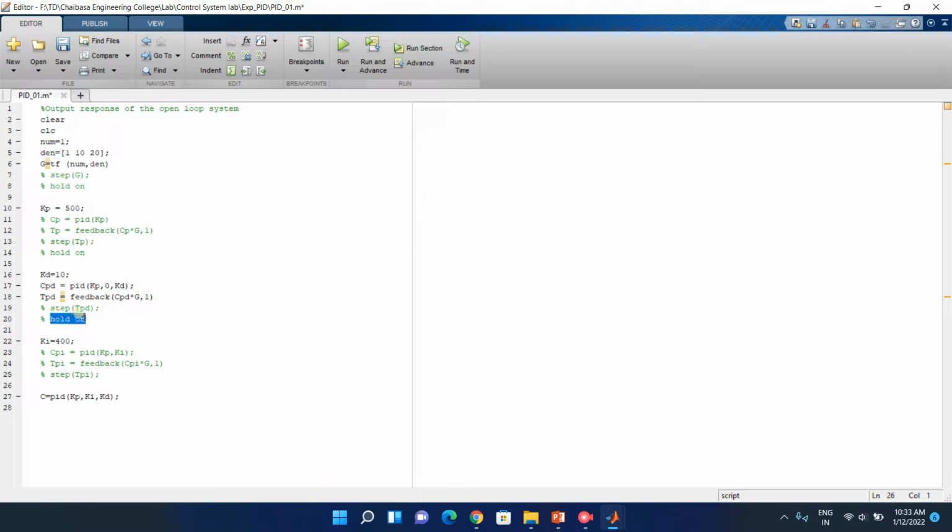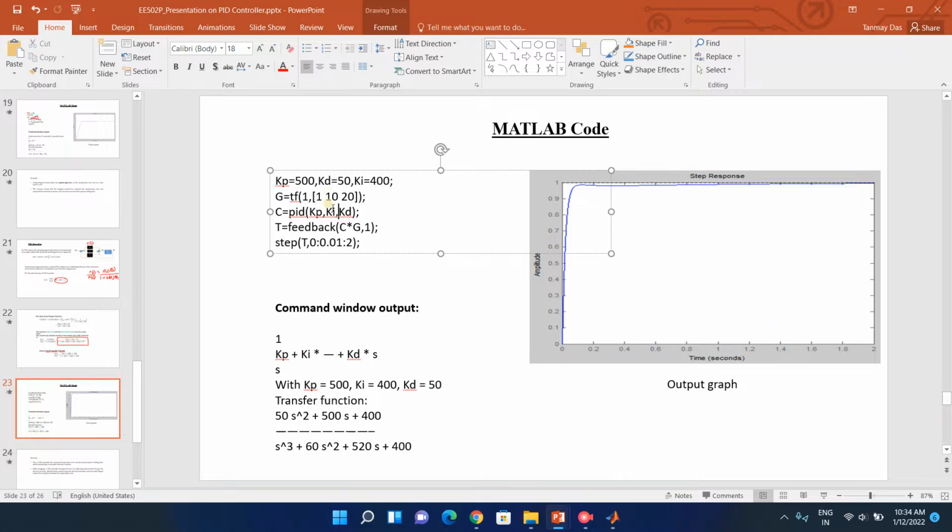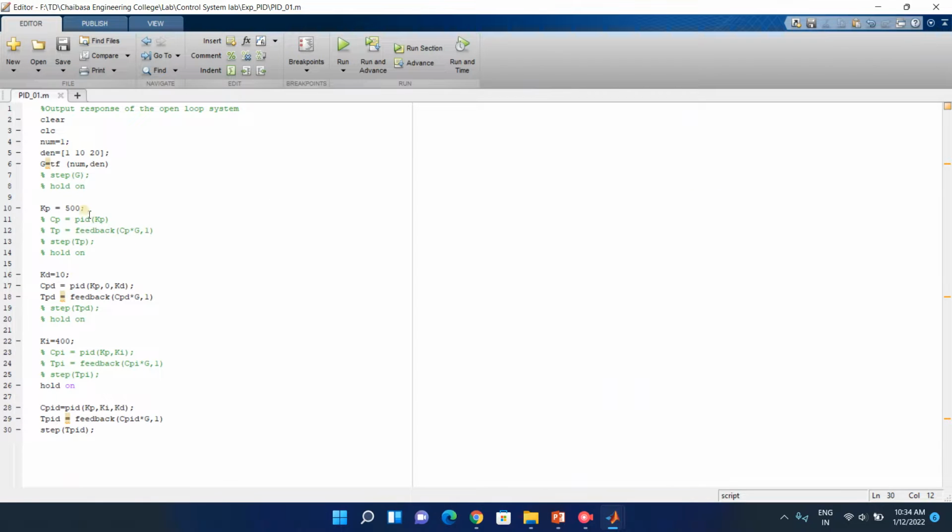Okay, we will hide this. Okay, now we will take this PID. Okay, now the damping value was kept like this, 550.